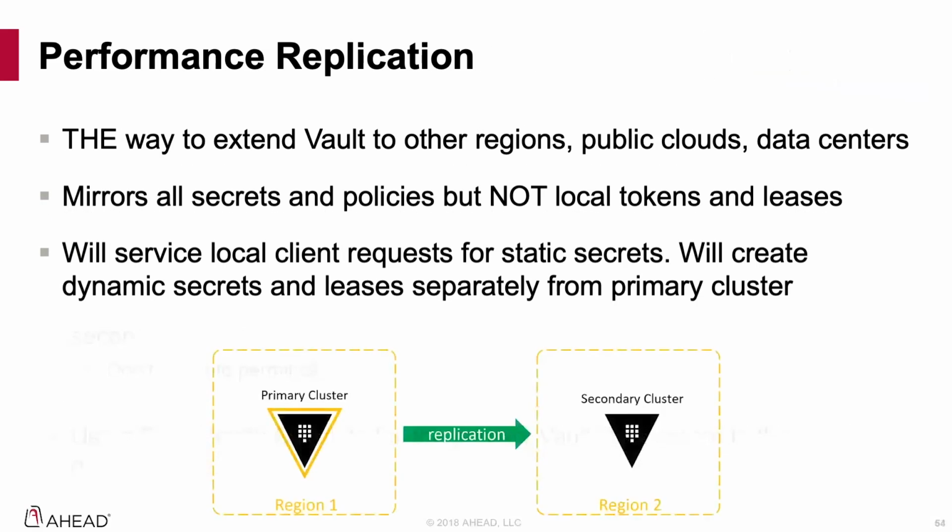So performance replication. Performance replication is the way to extend Vault to other regions, other public clouds, other data centers. If you have multiple data centers and you want to extend Vault to those data centers, you would use performance replication. Performance replication mirrors all the secrets and policies.